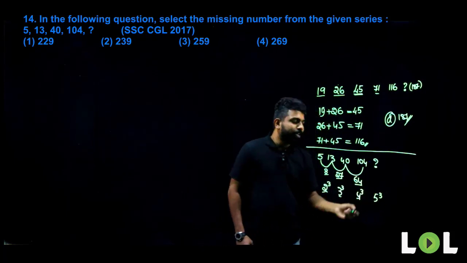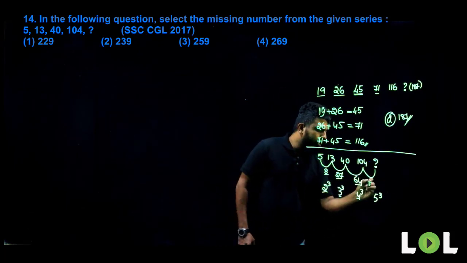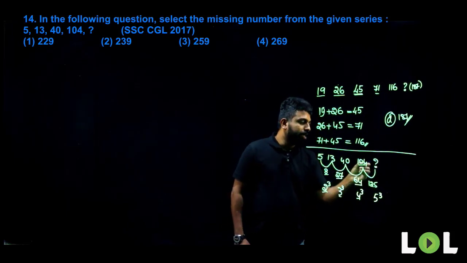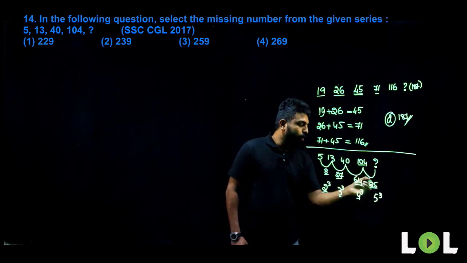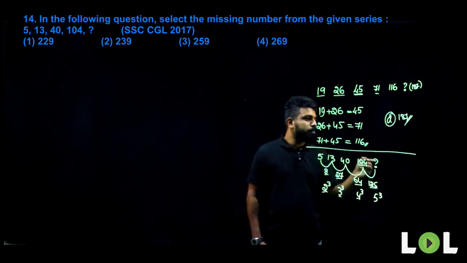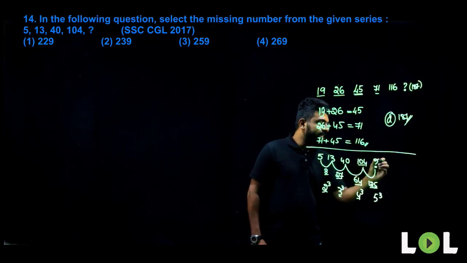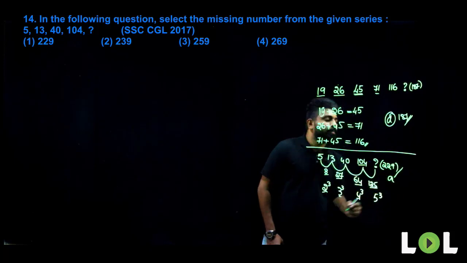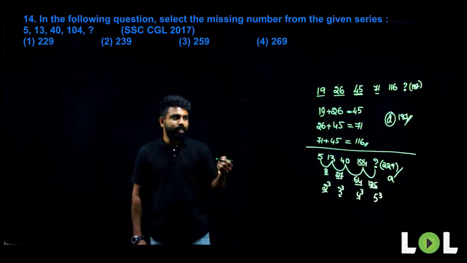So if it is 5 cube, what should be the difference here? The difference here must be 125. So what is my missing term? My missing term is 104 plus 125. That is nothing but 229. Do we have that in our options? Yes, option A, 229 will be my final answer. Am I clear, people? Are you able to understand this? Shall we move on to the next question then?